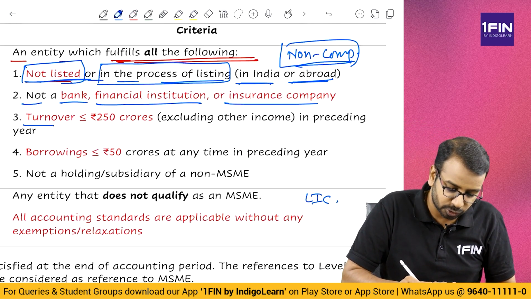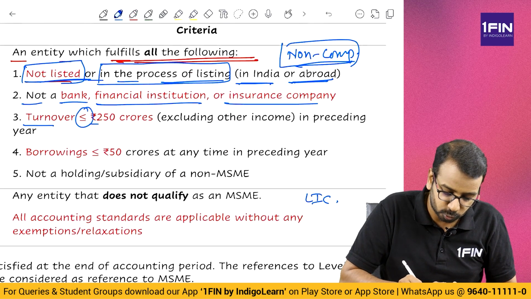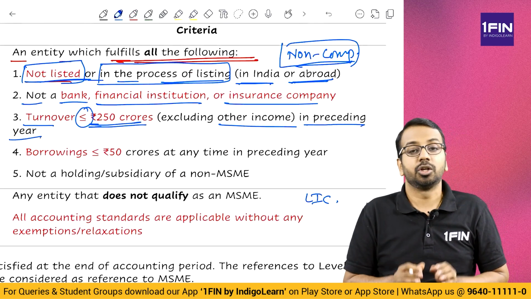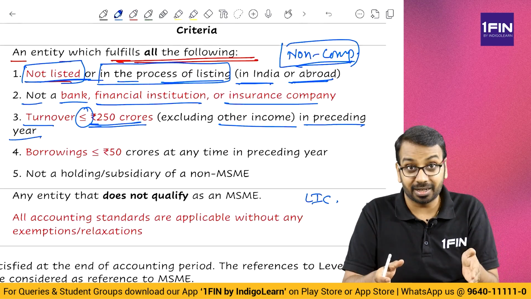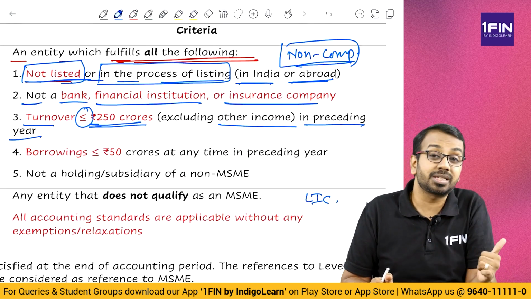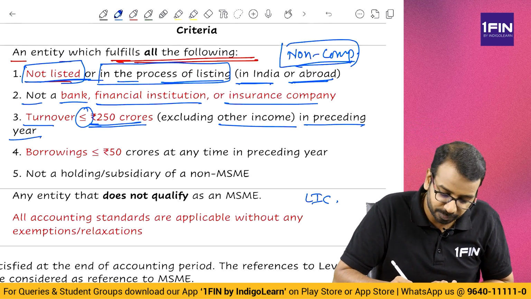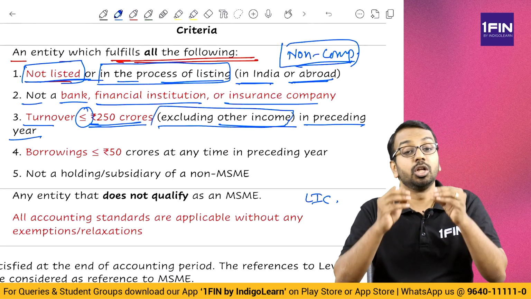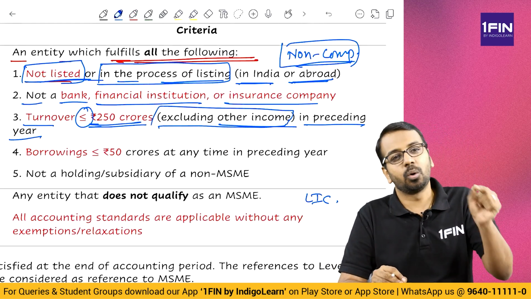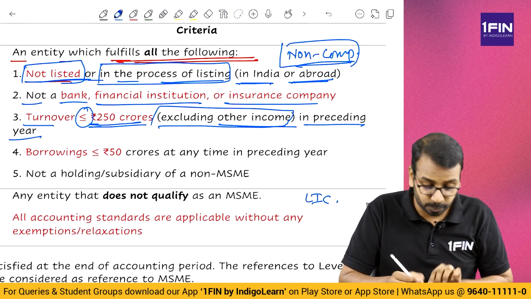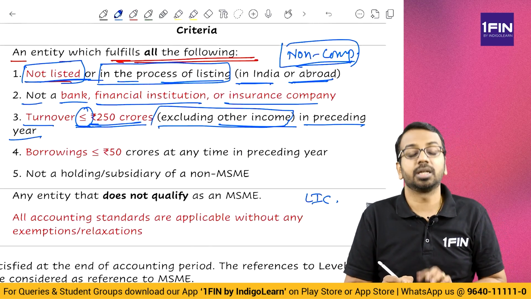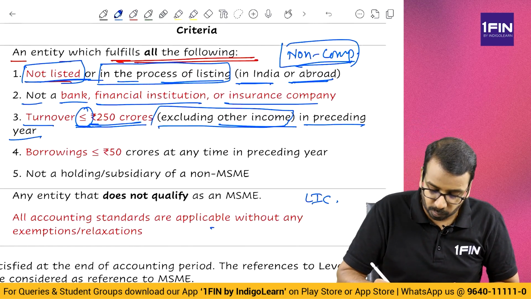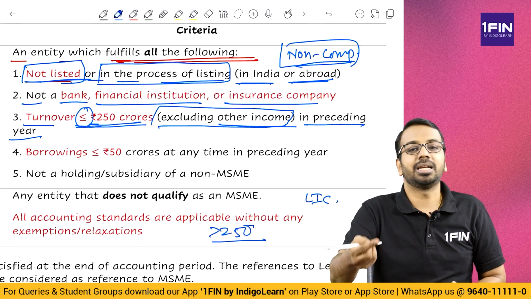Then turnover should be less than or equal to 250 crores excluding other income in preceding year. So when we are checking in the current financial year, you have to check the previous year's revenue. Revenue excluding other income. So in the financial statement we have revenue, other income. You will not consider other income. You will only check revenue. Revenue should be less than or equal to 250. In other words, it should not be more than 250. If it is more than 250, it becomes a large entity.